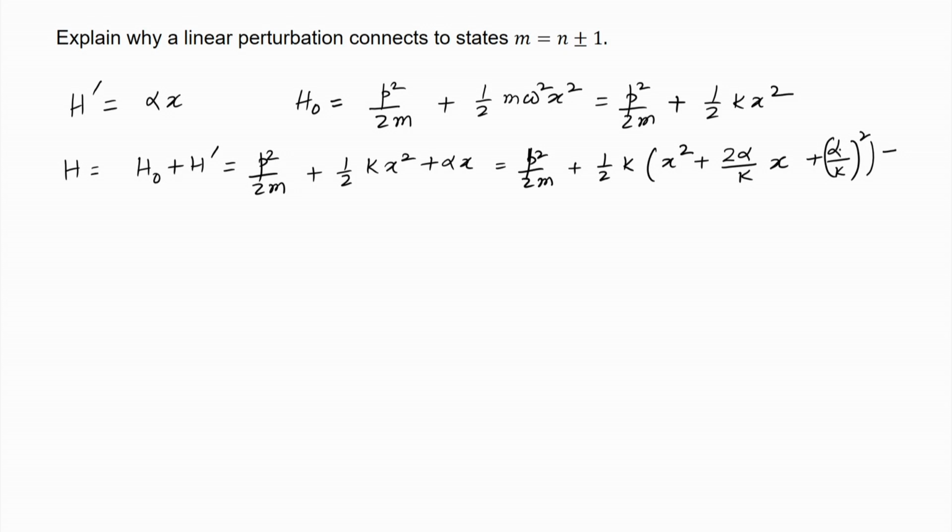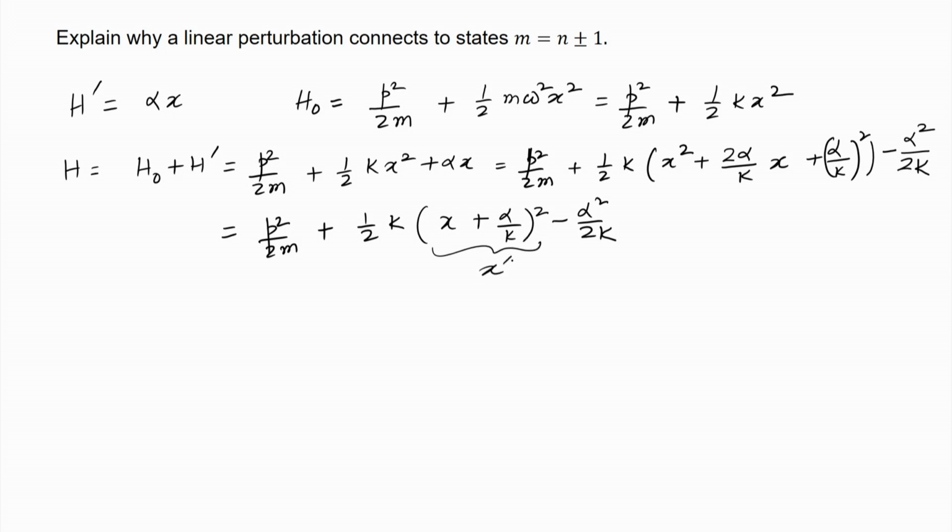So, I have taken alpha square by k square multiplied by half k, so that is alpha square by 2k. That has to be subtracted, and then one can write the potential energy term as half k times x plus alpha by k whole square, minus alpha square by 2k. Now, this can be defined as a new variable x prime, and then it becomes again a harmonic oscillator.